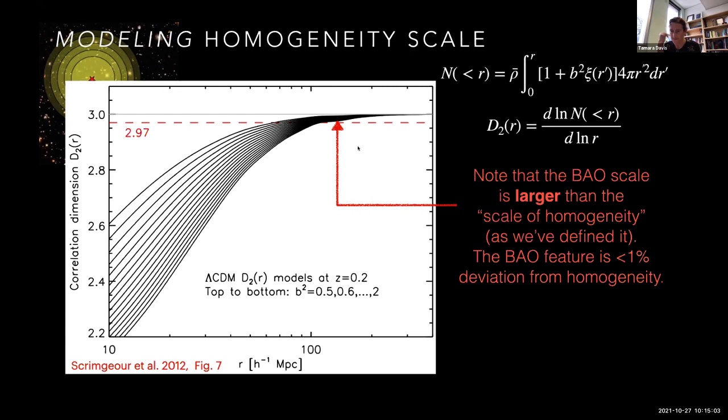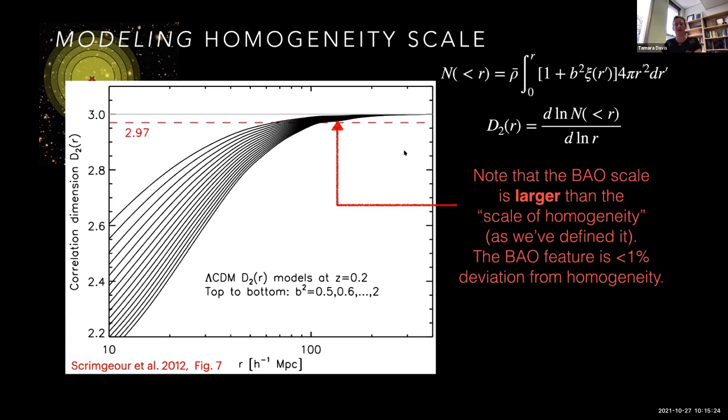Also note that the baryon acoustic oscillation scale is larger than the scale of homogeneity, certainly in the way that we've defined it here. That's just noting that the BAO feature is less than a 1% deviation from homogeneity, which is why you need hundreds of thousands of galaxies as a minimum in order to be able to measure it precisely.